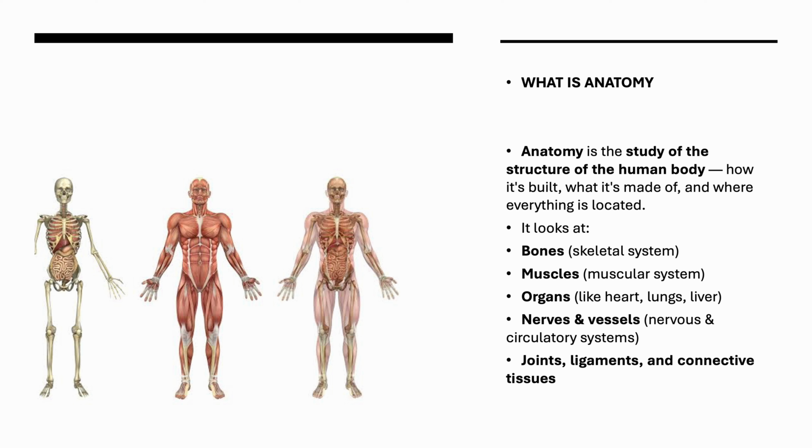Now let's talk about what exactly anatomy is. The term anatomy itself is the study of the structure of the human body. It explains how our body is made, how each part is built, and where exactly they're located. If we talk about bones, they simply support us, and the muscles help us move. And the organs like the heart, lungs, and liver keep us alive in different ways.